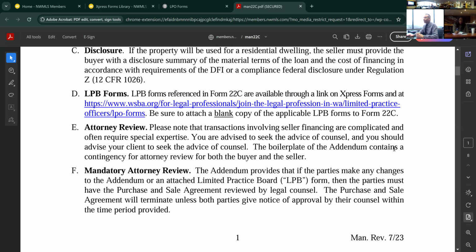All right, mandatory attorney review. So important. Now they also talk about the addendum provides that if the parties make any changes to the addendum or an attached limited practice board LPB form, then the parties must have the purchase and sale agreement reviewed by legal counsel. The purchase and sale agreement will terminate unless both parties give notice of approval by their counsel within the time period provided.